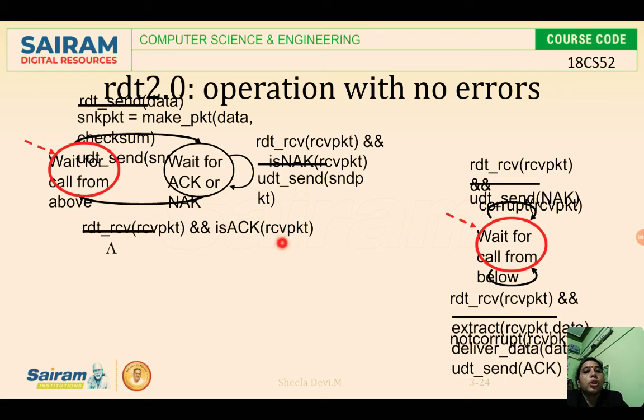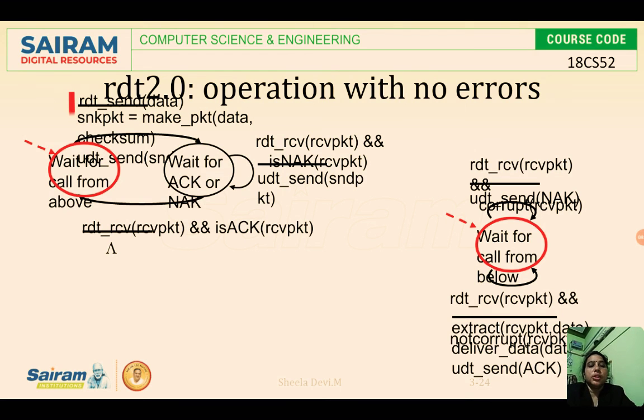What happens if it gets a positive acknowledgement? See here, rdt_rcv(rcvpkt) and isACK(rcvpkt): no action to be taken. If it gets the positive acknowledgement, it just moves from the wait for acknowledgement or negative acknowledgement state to the wait for call from above state. It means that it can go for the next data transfer and wait for the next data from the application layer. Clear? This is what happens in RDT 2.0.